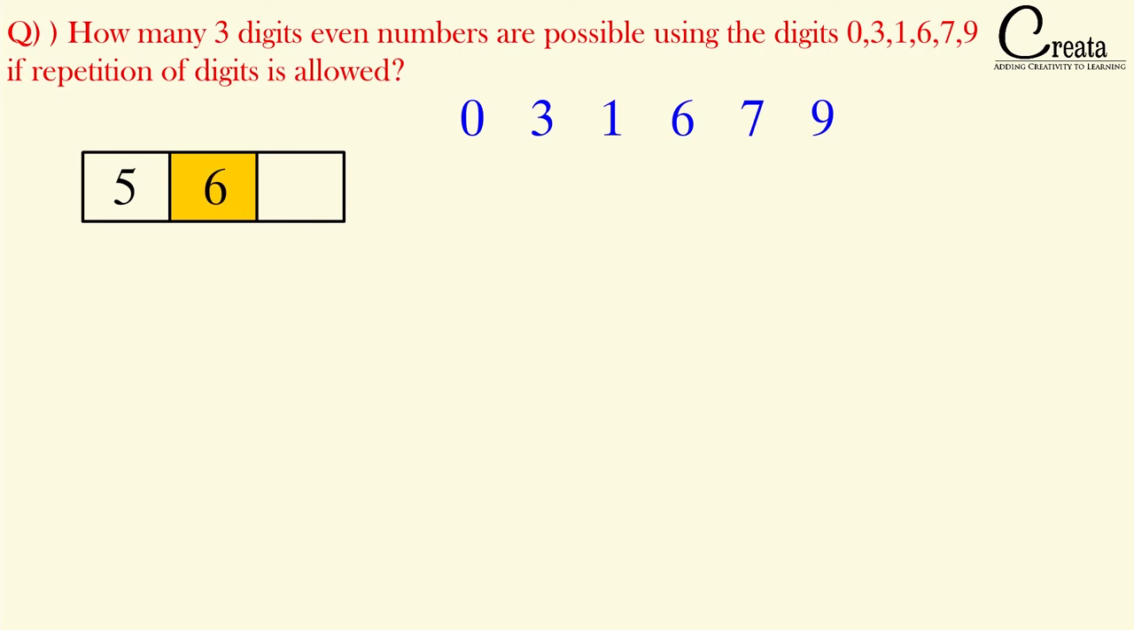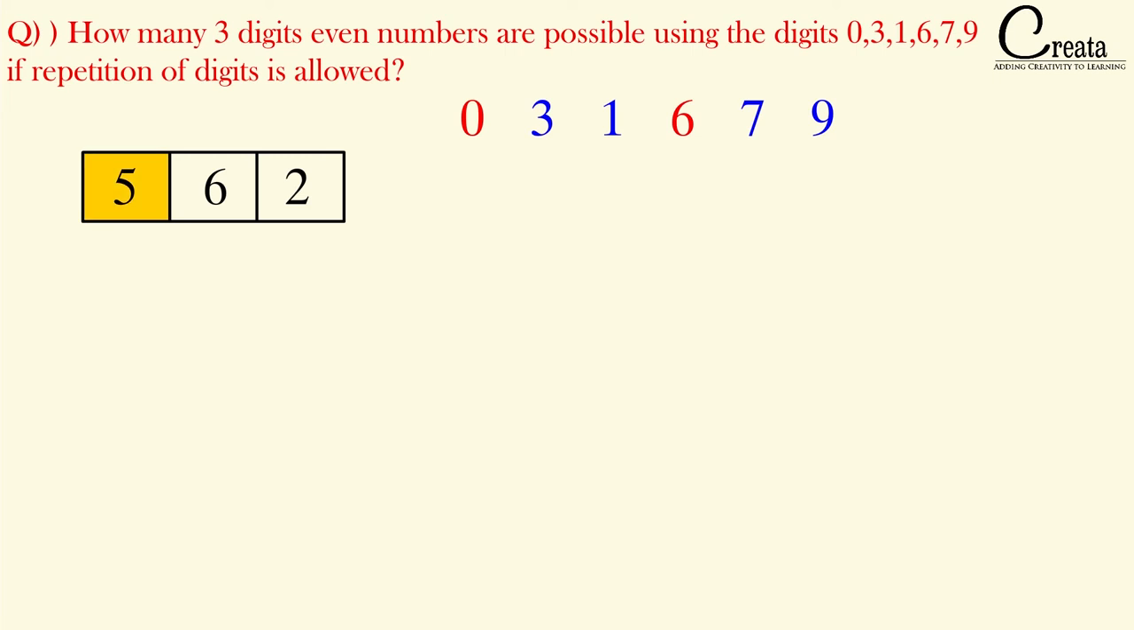Here the repetition of the digits is allowed, which means the second slot can have the same digit which is used in the first slot. So we can fit in a total of 6 choices in the second slot. Further, in the third and the last slot, we can only put 2 digits, that is 0 and 6. Why? Because we have to find the even number. Only the digits 0 and 6 we can use in the last slot, because only these 2 digits will make the number an even number.